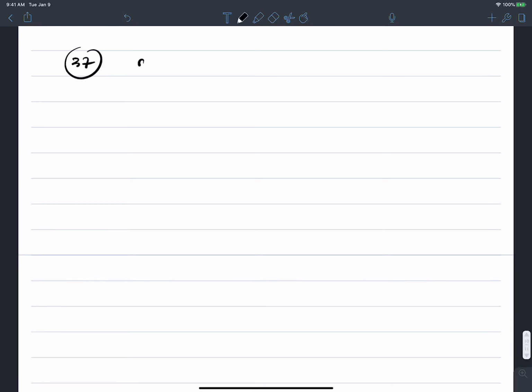Number 37. Function 1 over the square root of 2x squared minus 7x minus 15.